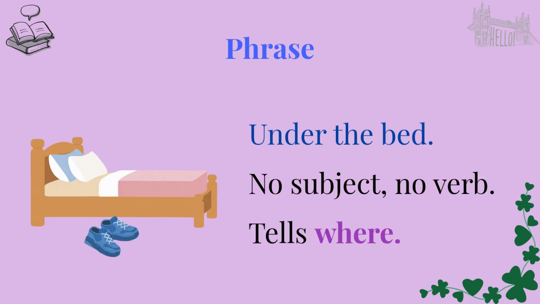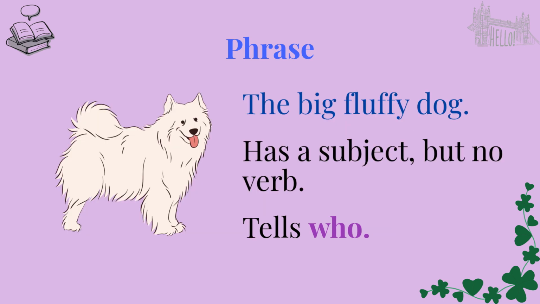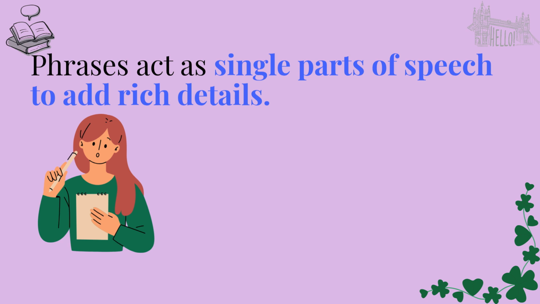Under the table: no subject, no verb, it just tells where. Or the big fluffy dog has a subject but no verb. It tells us who but not what they are doing. Instead, phrases act as single parts of speech to add rich details to your sentence. Today, we are going to look at the three most common types.